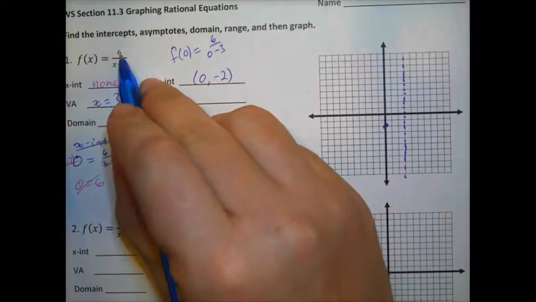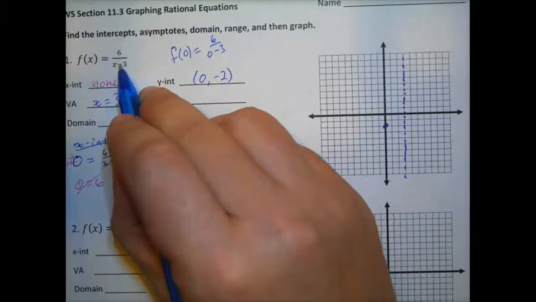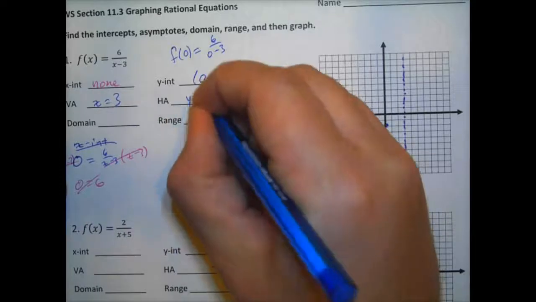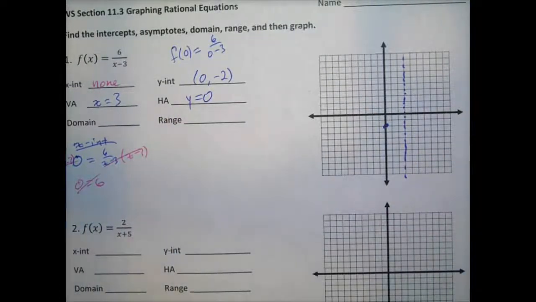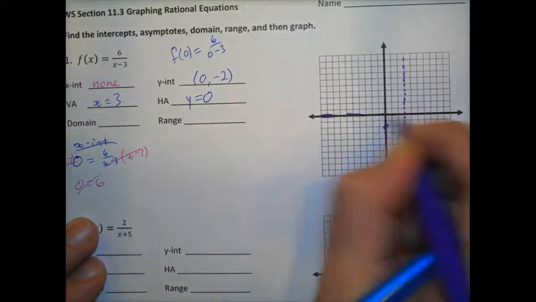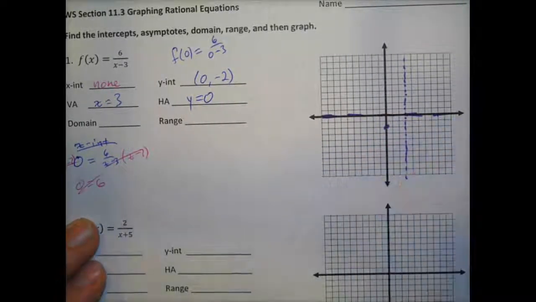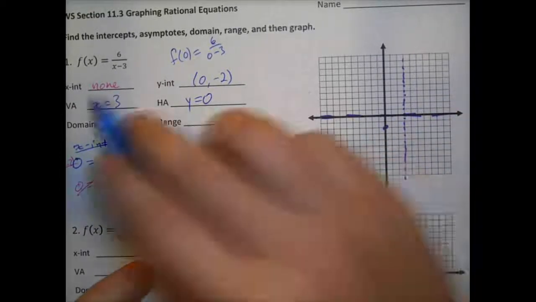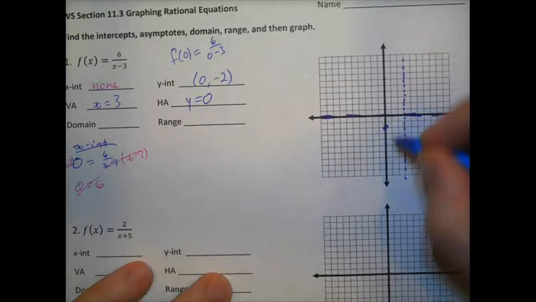There is not an x in my numerator, and there's x to the first in the denominator. So it looks like this thing is bottom heavy, which tells me I have a horizontal asymptote at y equals 0. So right on our line here, we have a horizontal asymptote. Then for actually graphing this thing, we've done everything we can: x-intercept, y-intercept, vertical asymptote, horizontal.